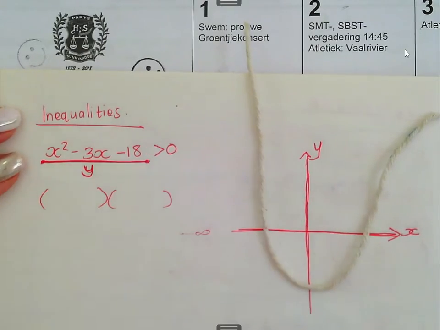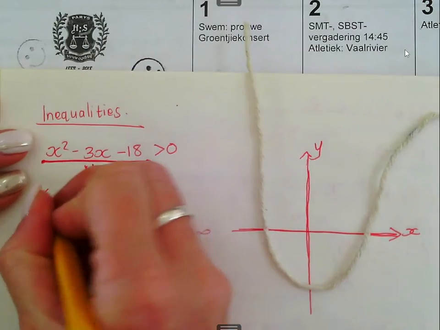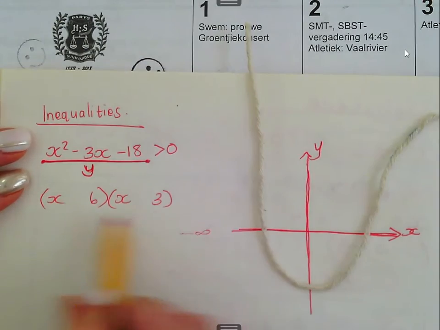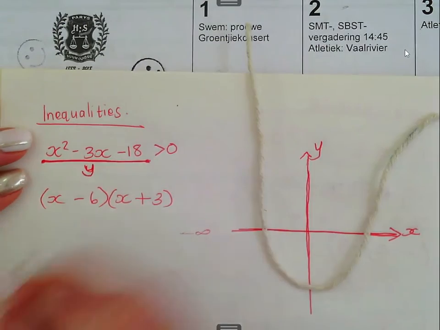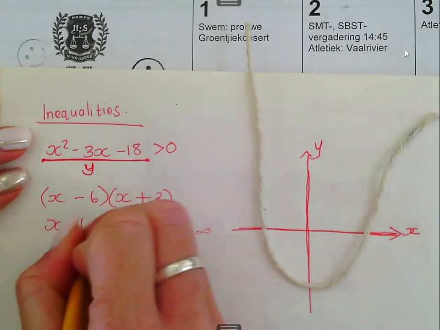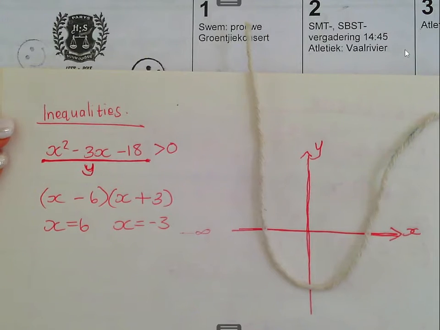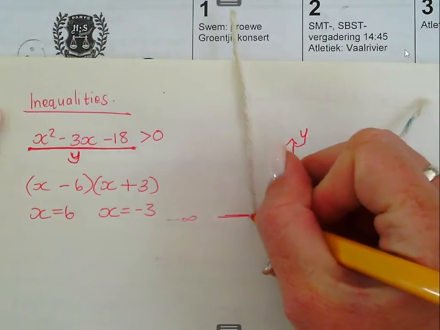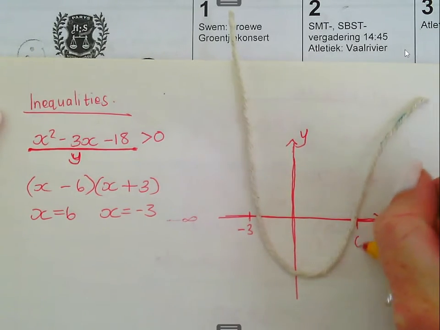So I'm going to say bracket, bracket, factors of 18 that will give me 3 when I subtract them. What is it? 6 and 3. Which one will be negative? The 6, and then the 3 will be positive. So I've got two answers. X is 6 and x is negative 3. So this means this value is negative 3 and this one is 6.